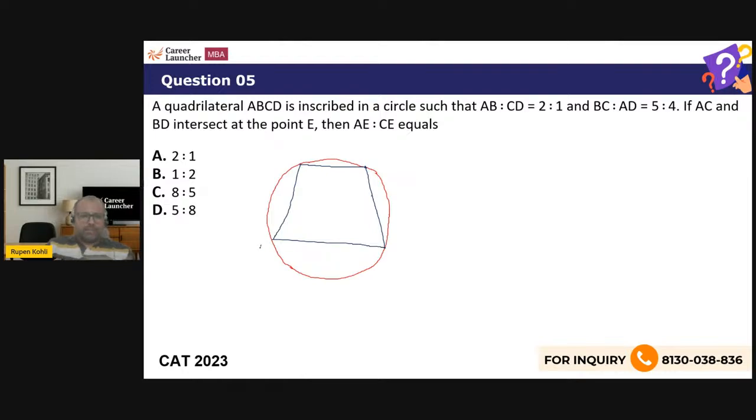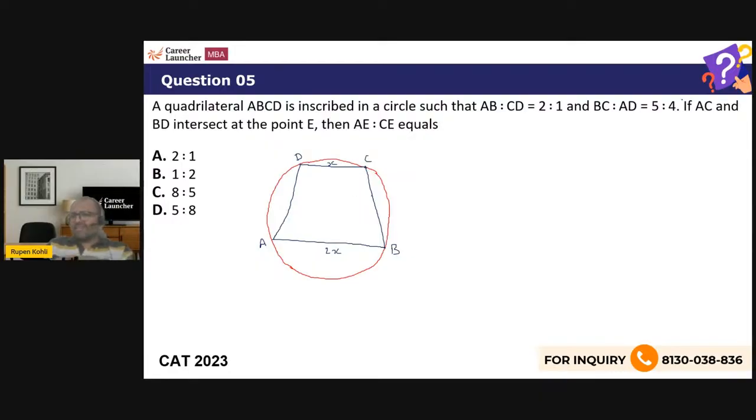Okay, so ABCD is inscribed in a circle such that this is not a trapezium, by the way. Don't think like that. It looks like it, but it is not. Whatever it is, we just know these ratios. AB is to CD is 2:1. So if this is 2x, then this is x over there.